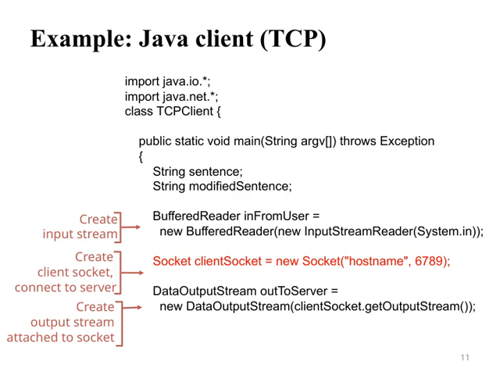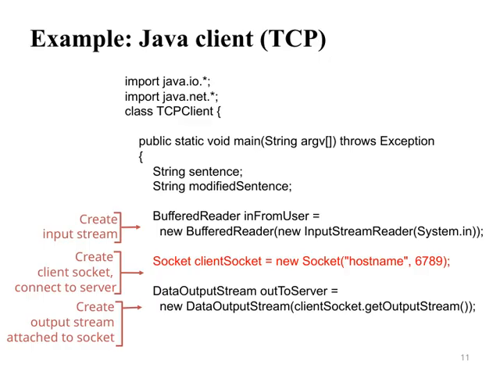The main class here is TCPClient, which contains our program's entry point. Inside the main method, we declare variables to hold the message from the user and the modified message received from the server. Next, we create a BufferedReader called inFromUser, which reads input from the console. This allows us to get user input easily.